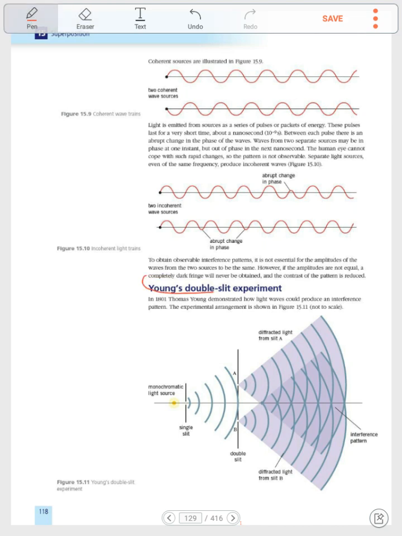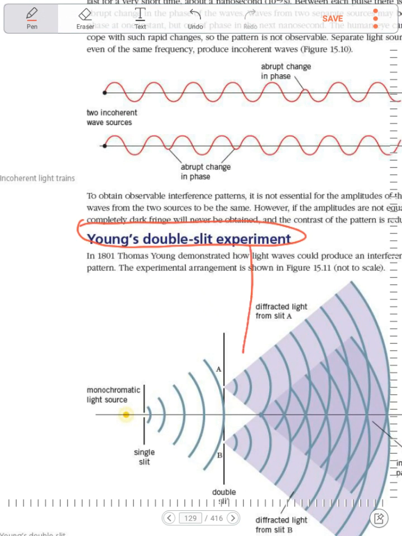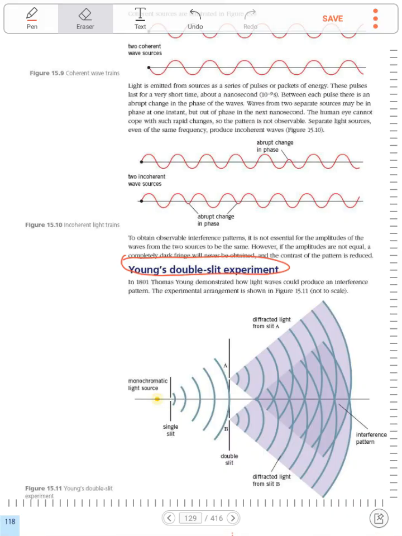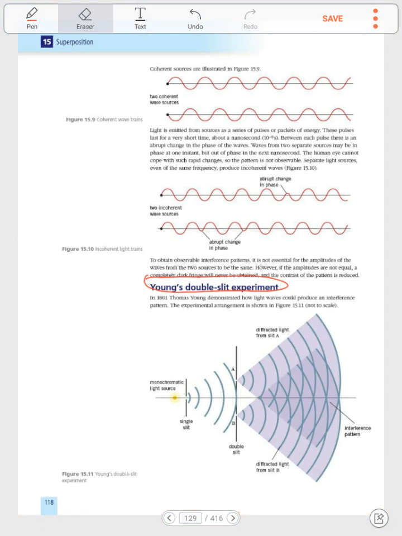Now let's start talking about Young's double slit experiment. Young used light from one source and a single slit, and the light then passed through double slits. Why did Young do this? To make the light coherent, to make the light come from the same source. So the light is coherent: same frequency, same wavelength, and same amplitude.